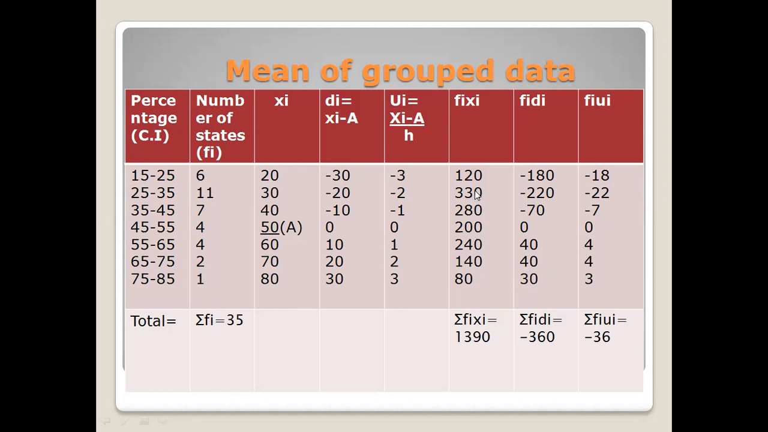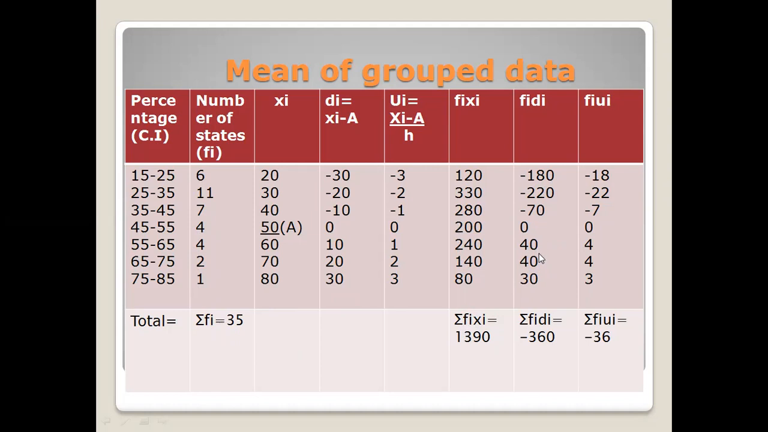Now add all these columns. The total sigma fi xi is equal to 1390, and sigma fi, the sum of all these frequencies, is 35. Now for fi di, add first 40 plus 40 is 80, 80 plus 30 is 110. Then add these three negatives: minus 180, minus 220 is exactly minus 400, and minus 400 minus 70 is minus 470.